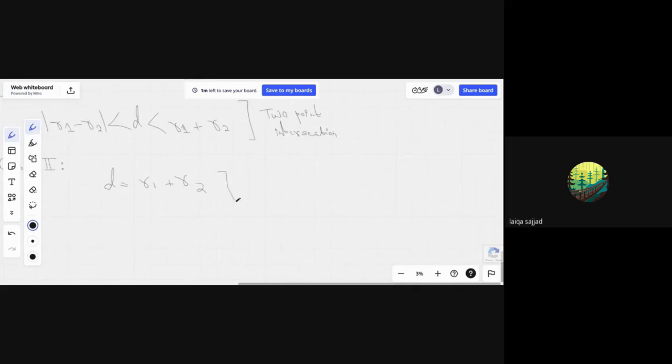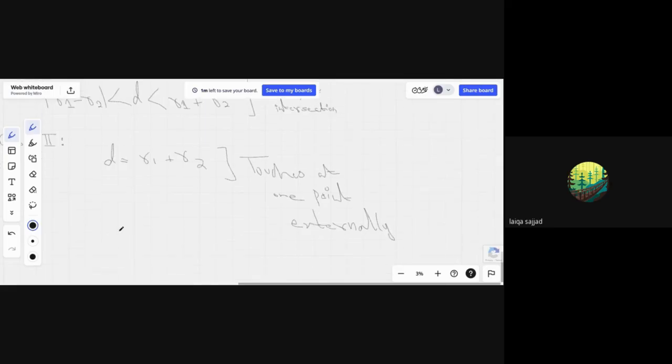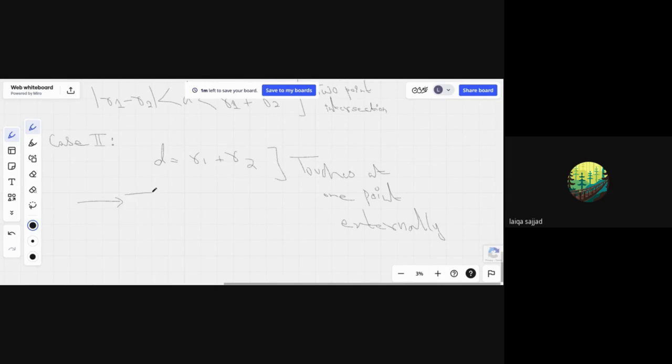In this case, it touches at one point, externally. You can note down these cases because I guess they are not written in the book, I'm not sure. Which is at one point externally. So you can say that the circles are externally tangent.